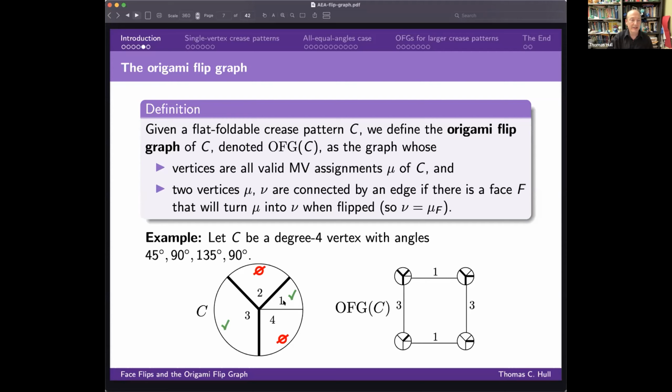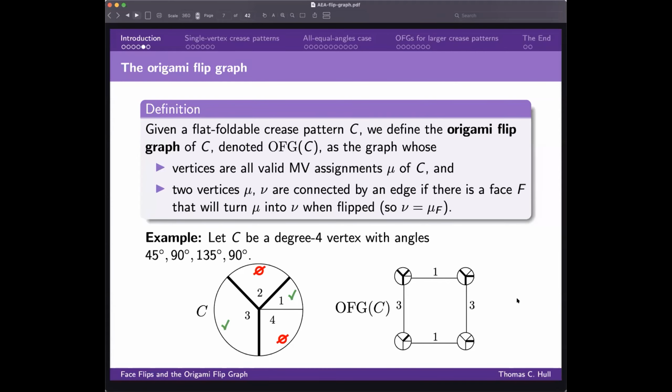Okay, or at this original one, this upper left corner, I could have flipped face 3. That would turn these 2 mountain creases into 2 valleys. So I get that mountain valley assignment. From that mountain valley assignment, I can flip face 1 again to get this, and then I can flip face 3 again to get up here. And this gives me a 4 cycle. And these are the only 4 valid mountain valley assignments of this vertex. So this is the complete origami flip graph of this vertex.